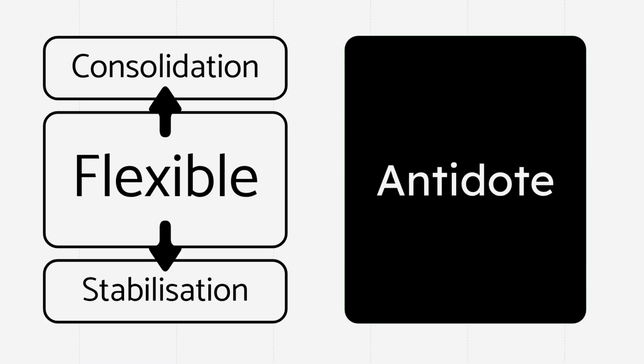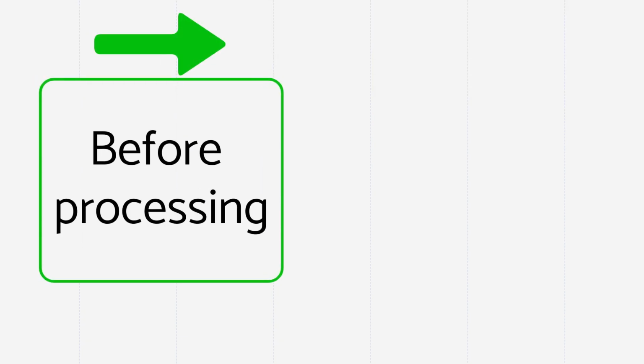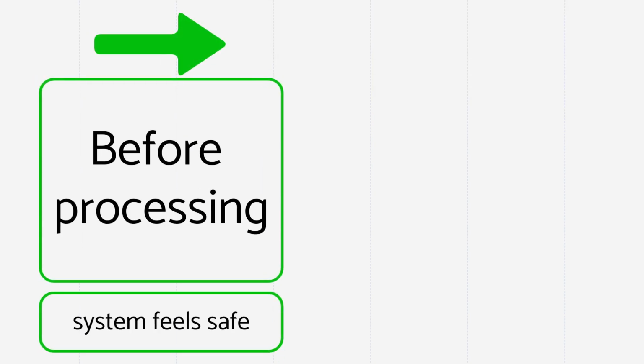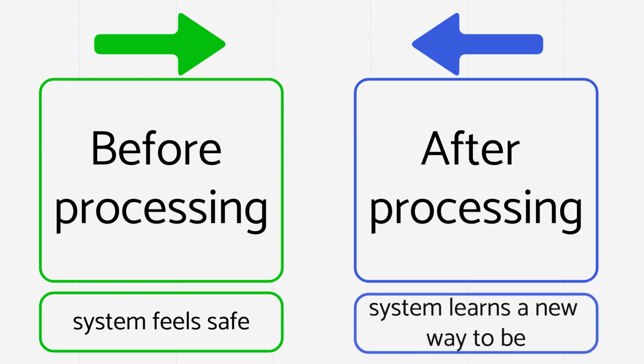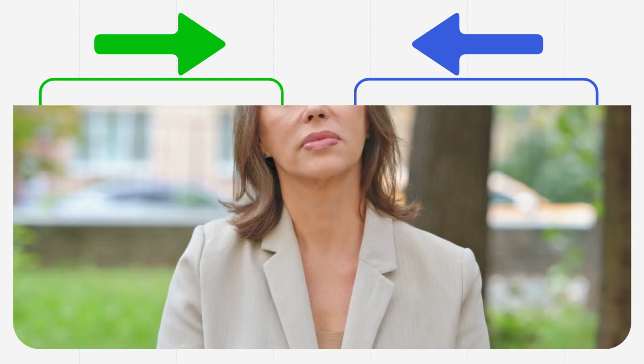A simple way to teach it to yourself and clients would be that before processing, the antidote helps the system feel safe enough to do the work. And after processing, the antidote helps the system learn a new way to be. When in doubt, remember this core principle. Pain is fundamentally a prediction of danger. The antidote introduces a competing prediction of safety. Where we place it simply depends on whether the client needs safety first or safety reinforced at the end.